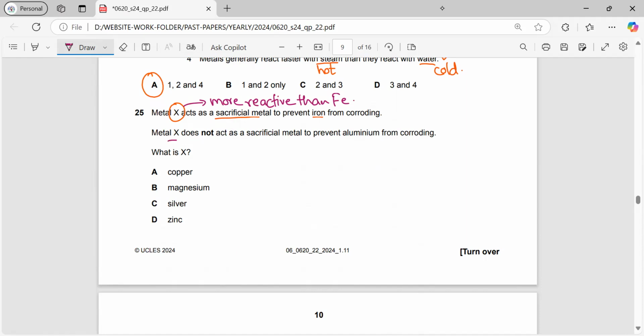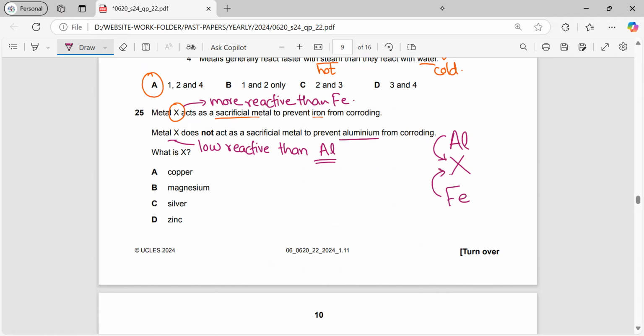Metal X does not act as a sacrificial metal to prevent aluminium corroding. So it does not protect aluminium, that means it is less reactive than aluminium. So the metal X could be between aluminium and iron. It should be less reactive than aluminium, but it should be more reactive than iron.